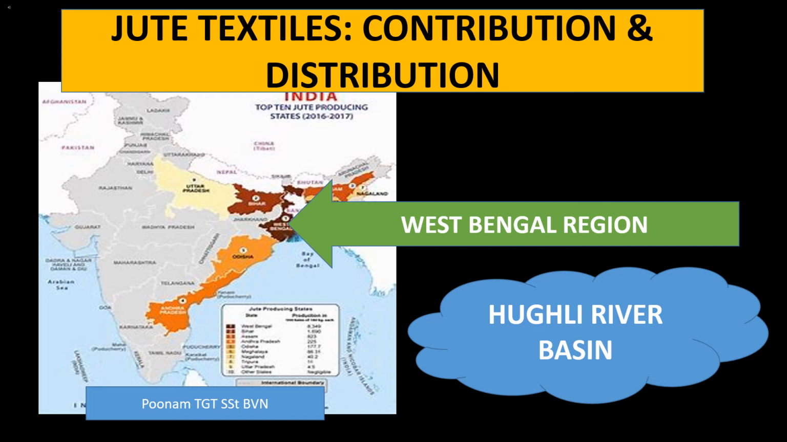Students, look at the map carefully and observe the distribution of jute textiles in India. You will notice that the concentration of jute textiles is higher in the areas of West Bengal, particularly near the banks of Hooghly River basin. Let us explore the reasons.